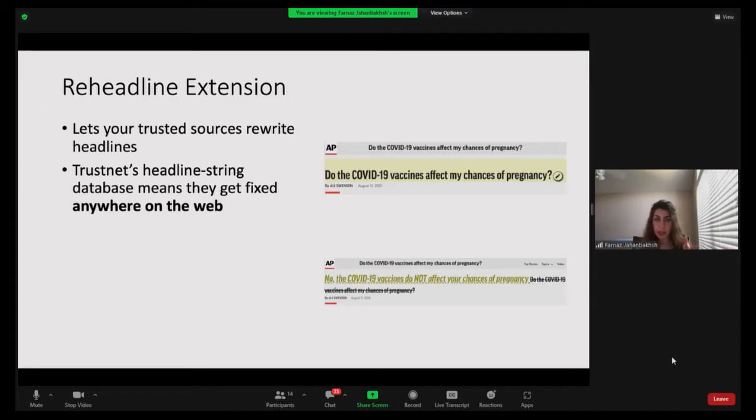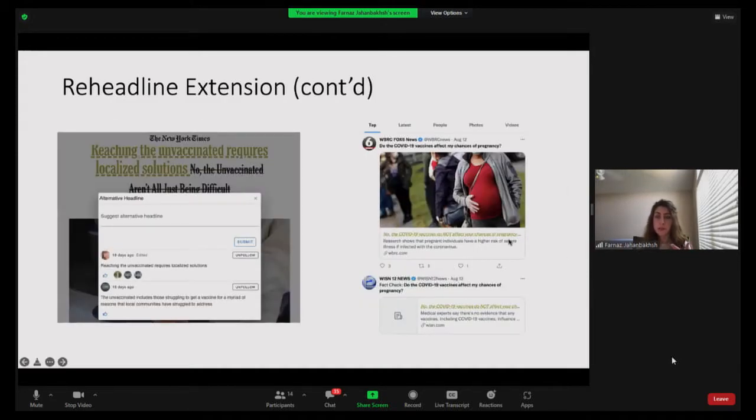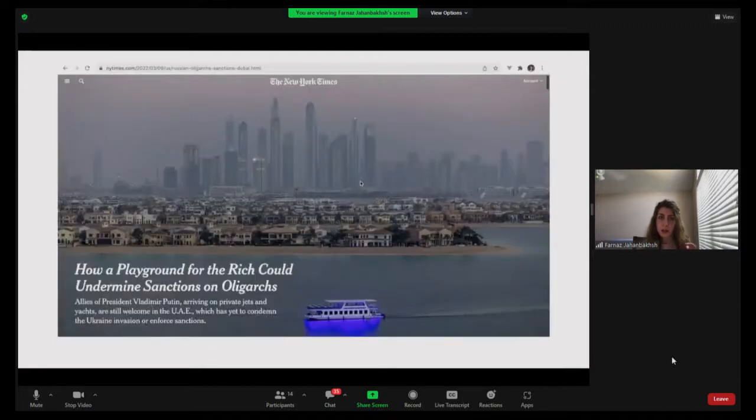And this could happen anywhere on social media feeds, for example here, or on the articles page on the news source's homepage, anywhere. And the extension also allows you to see the other alternative headlines that have been suggested for the headline, but only one is ever chosen for placement in situ based on a set of factors. And here I have another demo of Reheadline.